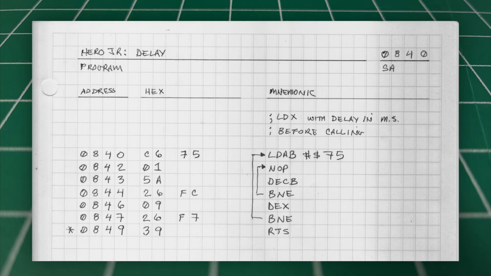I've decided to use accumulator B here as it gets less traffic. It's more likely that accumulator A will have some important number in it when you happen to call the delay routine, so using B saves us from having to save then restore A somewhere safe.